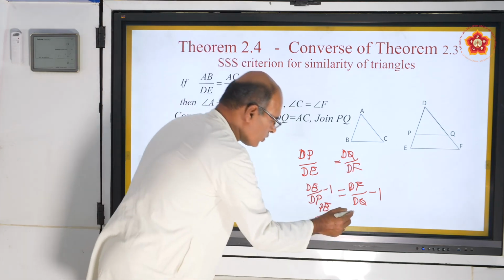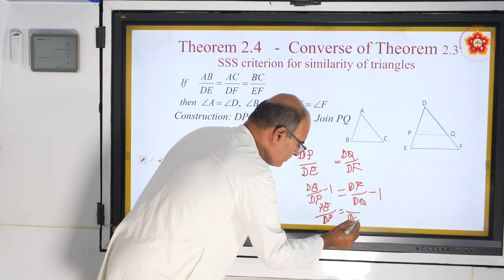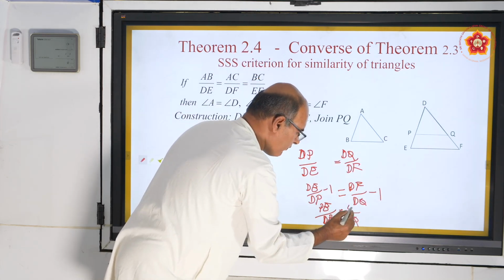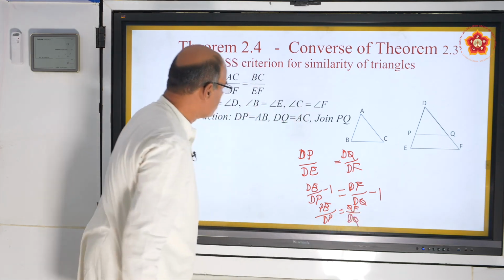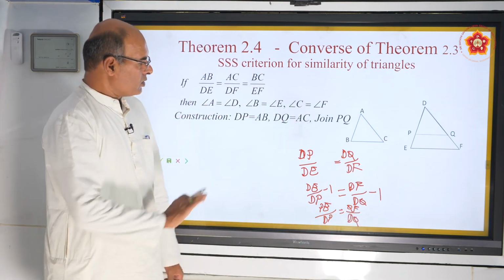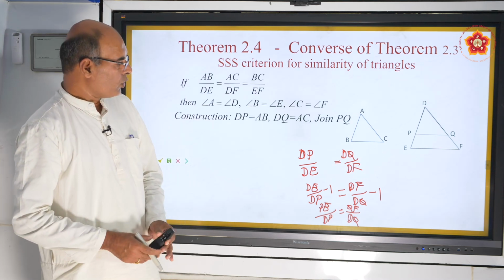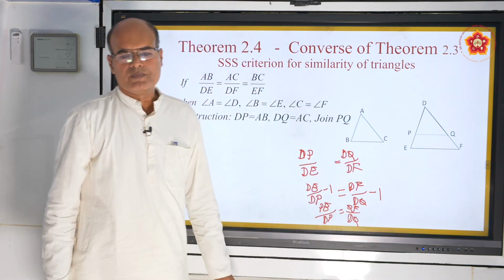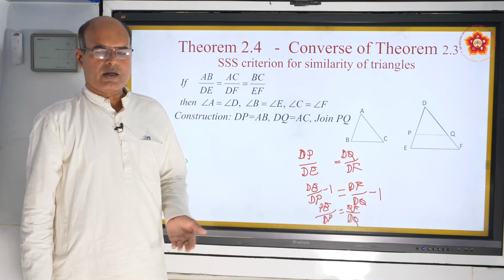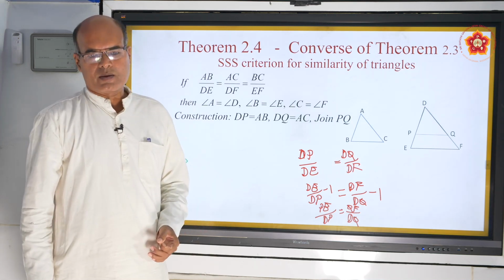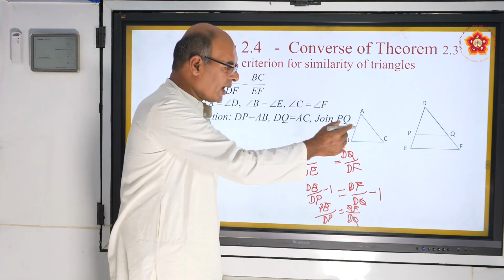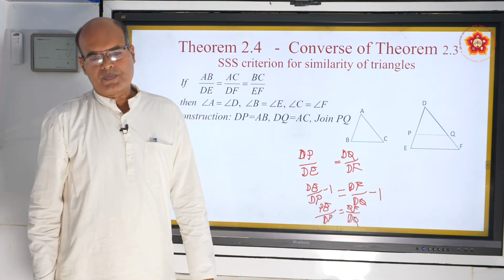That is the LCM. So like that, here also you get DQ as the LCM and DF minus DQ. DF minus DQ is QF. So reciprocal it, and you get DP by PE is equal to DQ by QF. Therefore, according to the corollary of Thales theorem, we can conclude that PQ is parallel to EF.